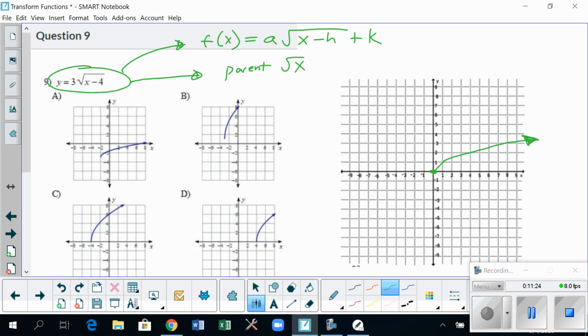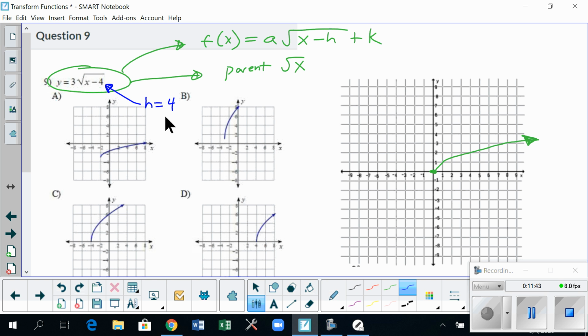So let's look at our new transformed function. Our new transformed function, right here, has an h value of positive 4. I see a minus 4, but I know that for my h value, I have to change the sign because the formula has a minus sign here. That means the opposite of. So h is positive 4.